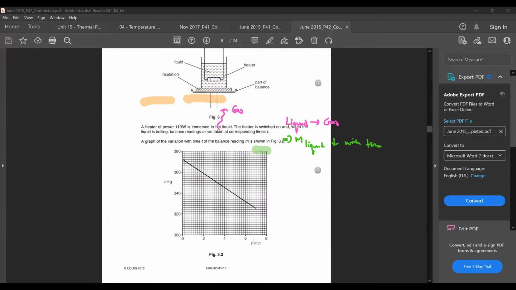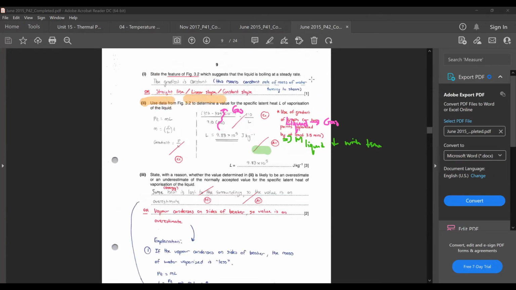Okay, now after that, you look at the next part of the question. The next part of the question is asking you this: state the feature of the graph that you see which suggests that the liquid is boiling at a steady rate. How do I know that your boiling rate is steady? How do I know that you reach a constant boiling rate?